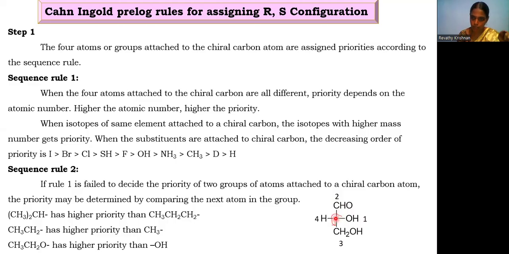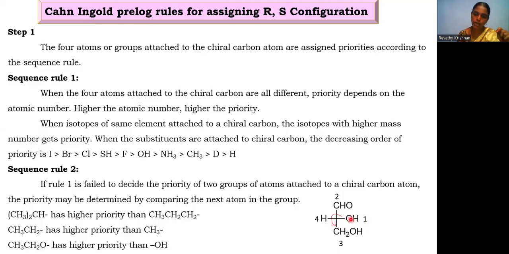We can assign the RS configuration both in the Fischer projection as well as the wedge-shaped projection. This is OH, this is CH2OH, this is hydrogen, this is CHO. By using the two sequence rules we just learned, we can assign the priorities. The atoms attached to the chiral carbon are oxygen, carbon, carbon and hydrogen. By sequence rule 1, among these four directly attached atoms, oxygen has the highest priority, so it gets priority number 1.